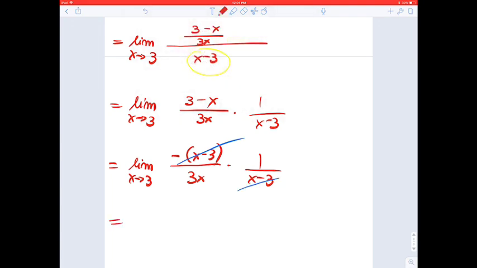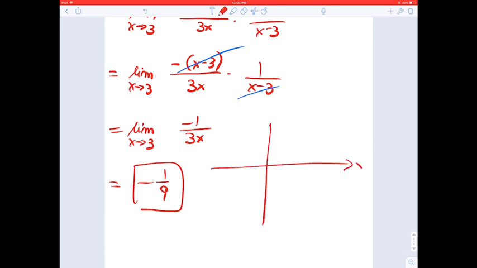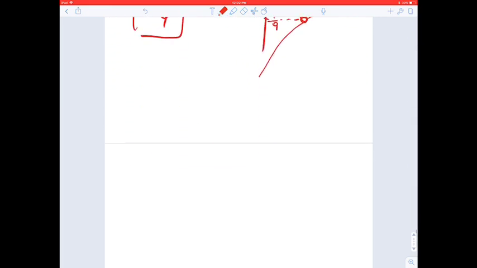I can use my direct substitution. The function looks like negative 1 over 3x. Substituting 3, I'm getting negative 1 over 9, negative 1/9. And really quickly, I can indicate at 3, the function is at negative 1/9 level. No value, open circle. I don't know how the function looks like, but something like that. Open circle, because the value doesn't exist. Okay, limit number 8.